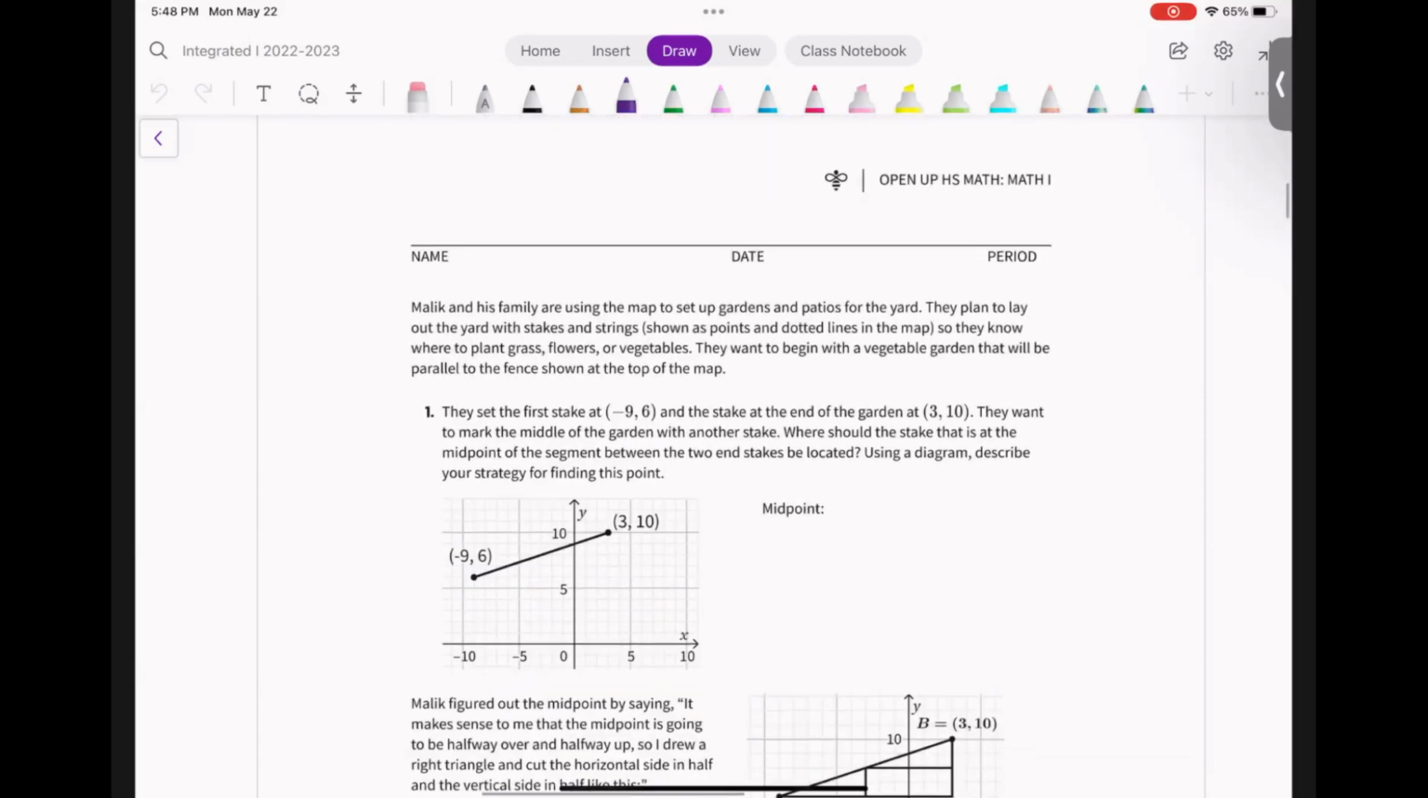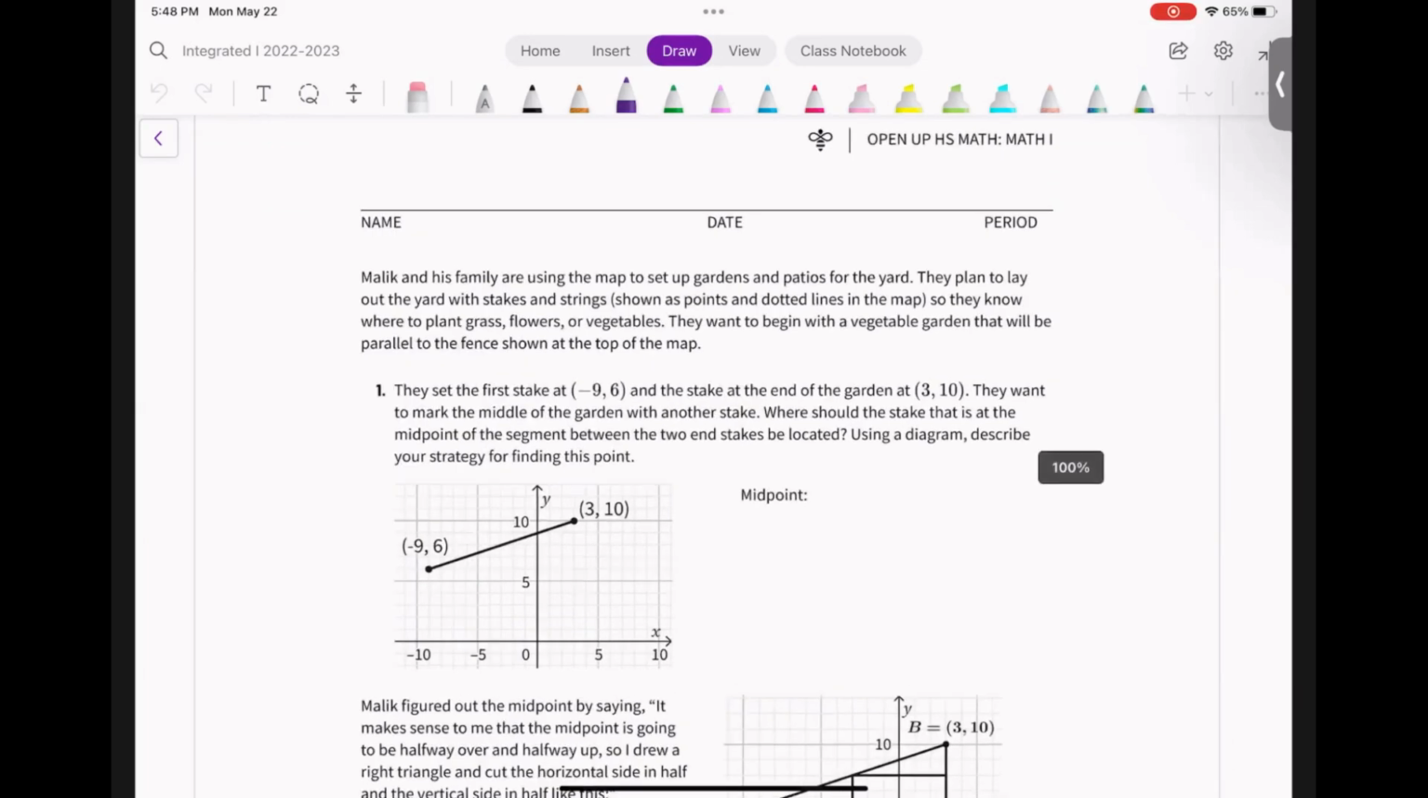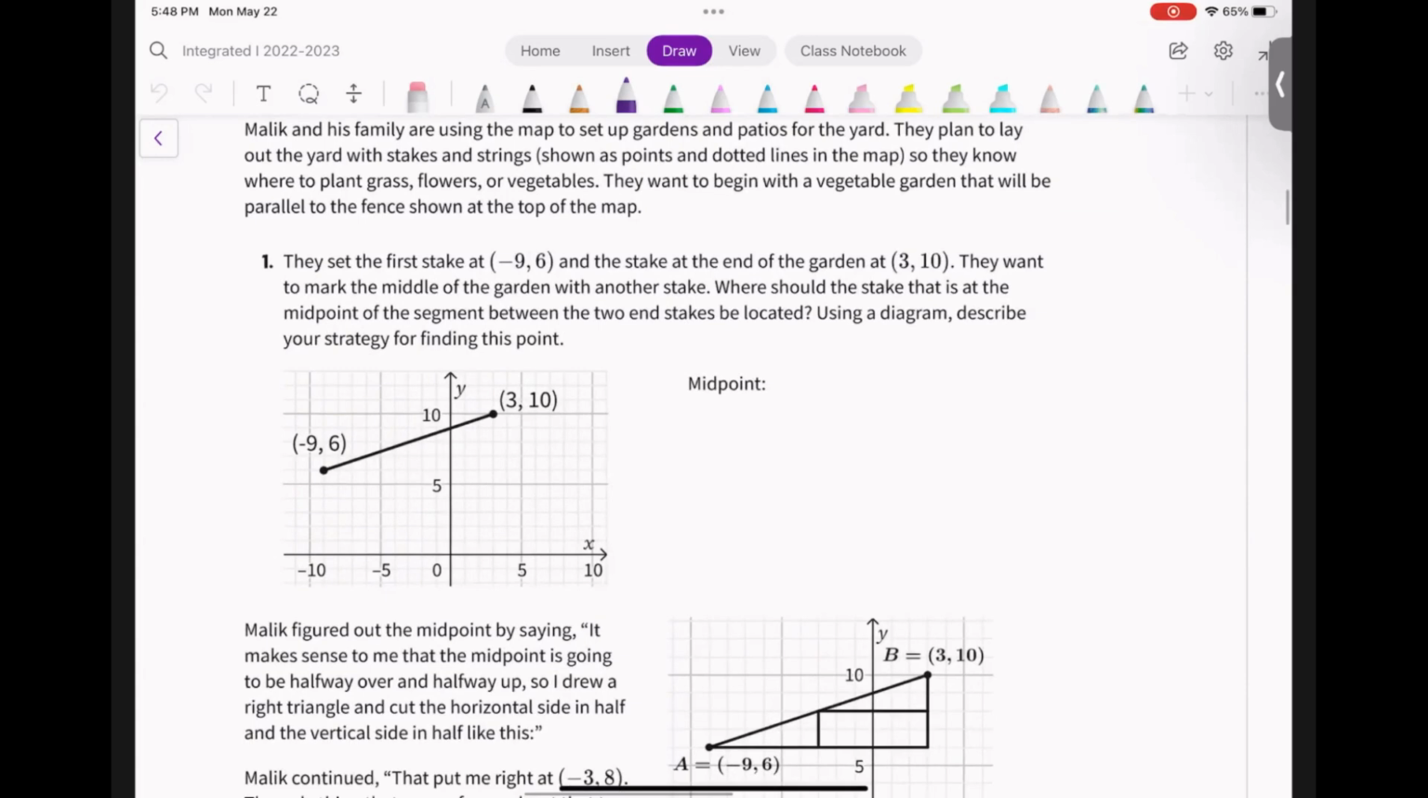They set the first stake at (-9, 6) and the stake at the end of the garden at (3, 10). They want to mark out the middle of the garden with another stake. Where should the stake that is at the midpoint of the segment between the two stakes be located? Using a diagram, describe your strategy to find the point.